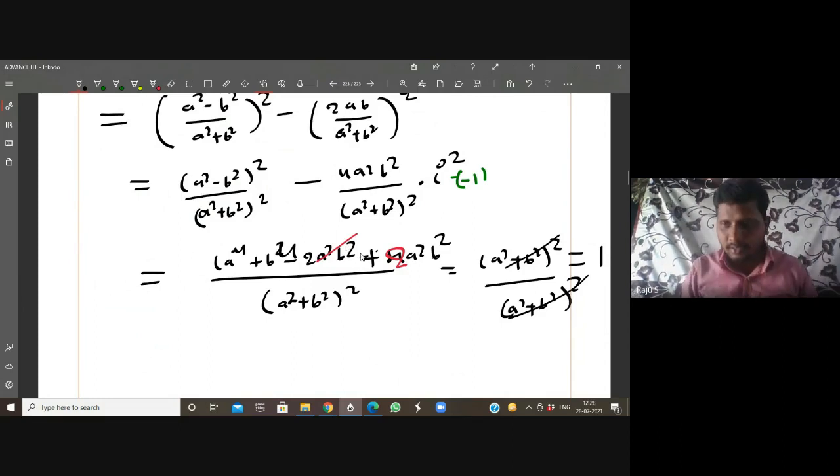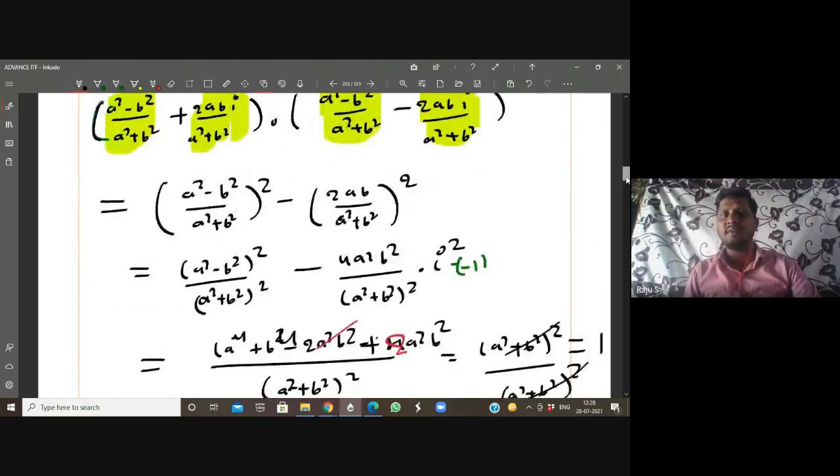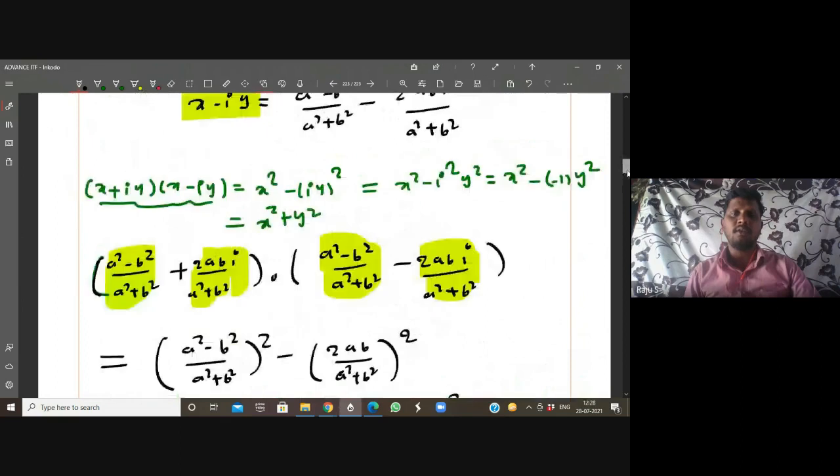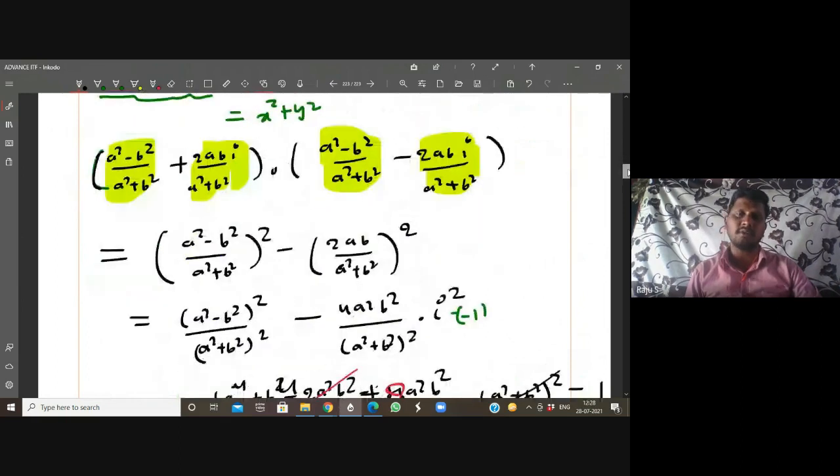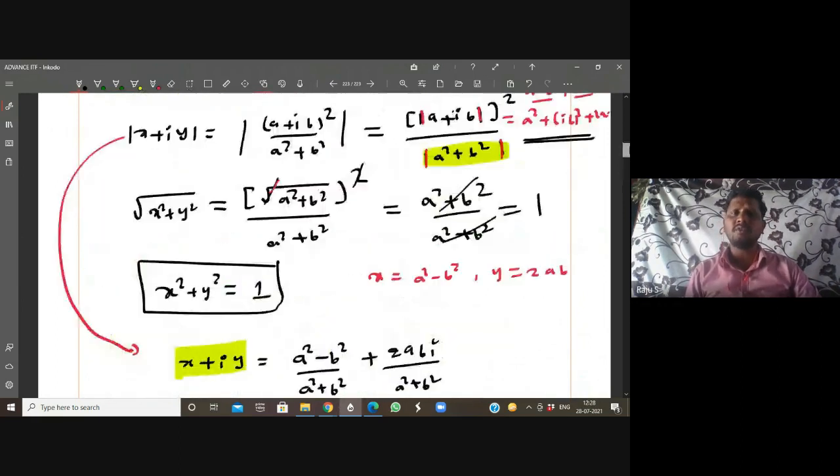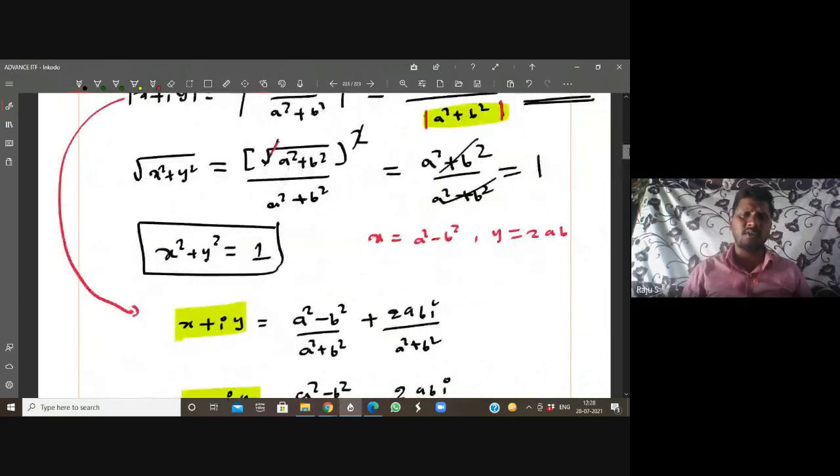Like that. This is the solution when it is given for 5 marks. Like that you have to do, for 5 marks or 3 marks. For 2 marks, you can do it directly: take modulus on both sides. You can do it like that.